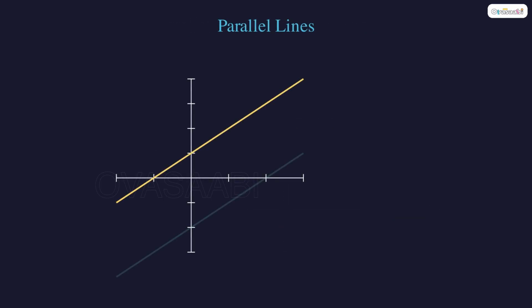Parallel lines never meet. They always stay the same distance apart. The rule is simple. Parallel lines have equal gradients. If m1 equals m2, the lines are parallel.